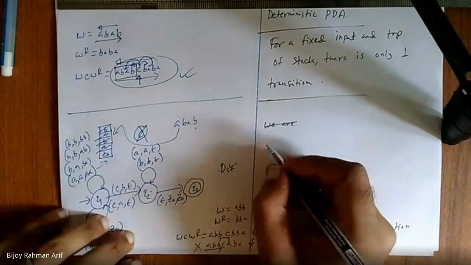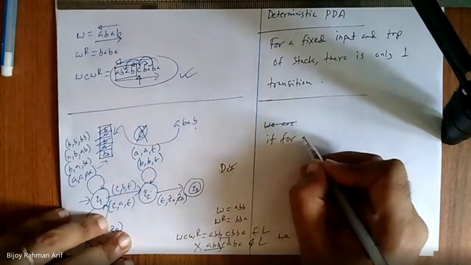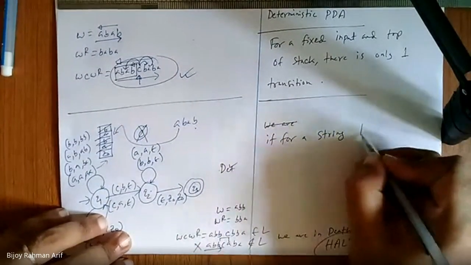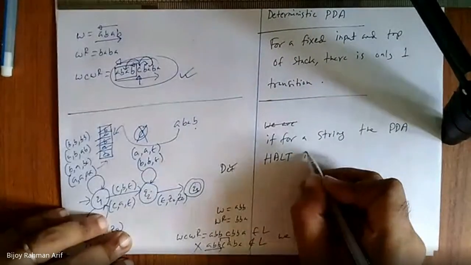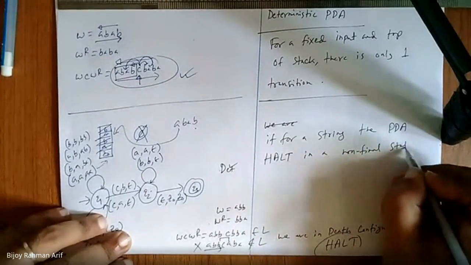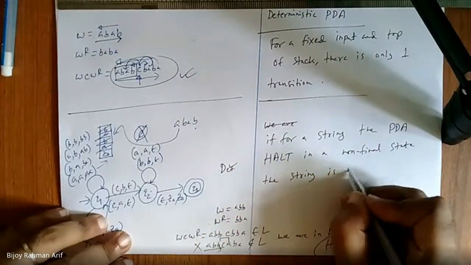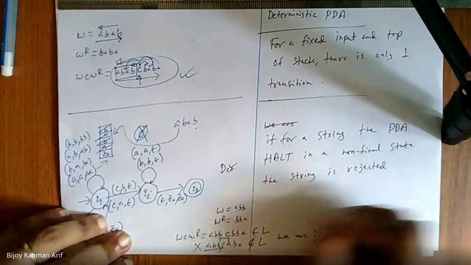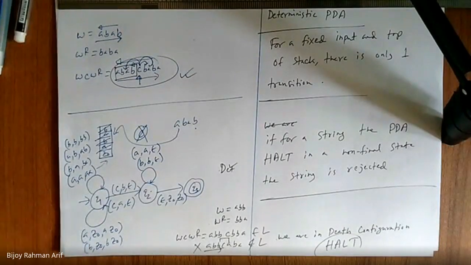Okay, so for a string, if the PDA halts in a non-final state, the string is rejected. So this is how we are rejecting the string in pushdown automata. It is also different from the finite automata. Do you have any query? You can ask me.